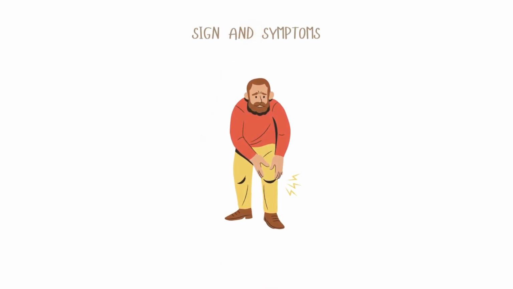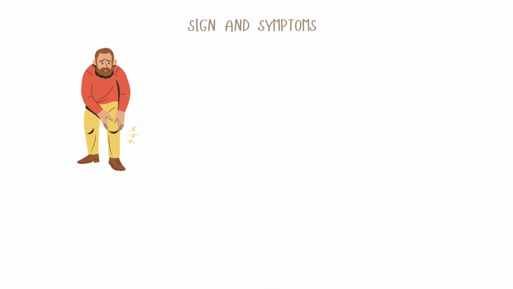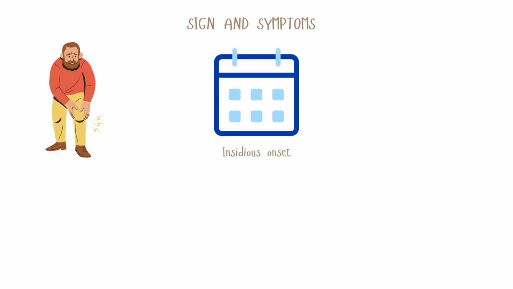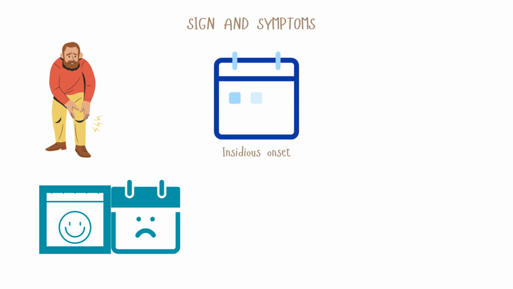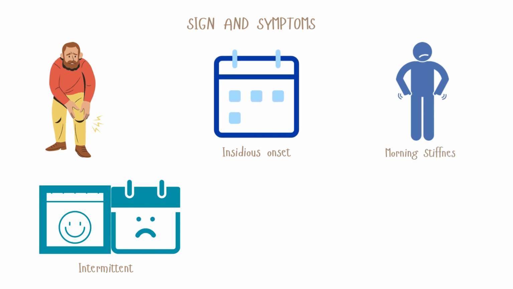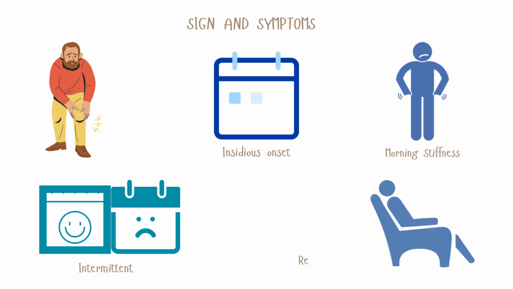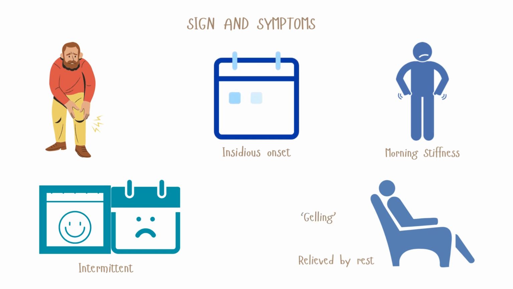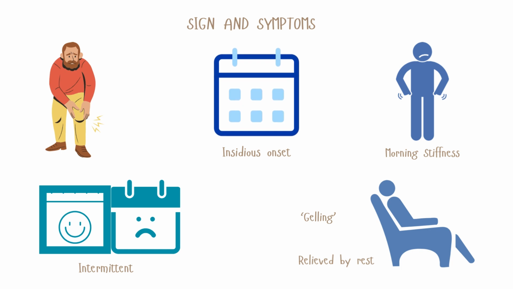Osteoarthritis causes pain in only one or a few joints, which is of insidious onset over months or years. It is of variable nature. Some days are good and some days are not. Morning stiffness is of less than 15 minutes. Pain which gets relieved by rest causes a phenomenon known as gelling, that is basically stiffness and feeling of immobility after continuous rest.